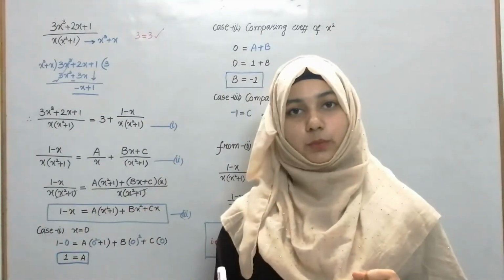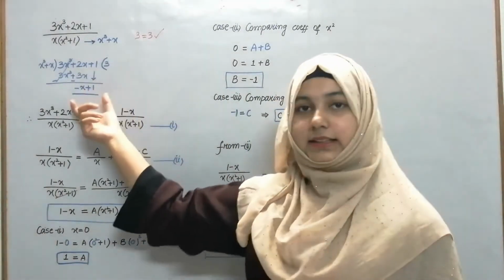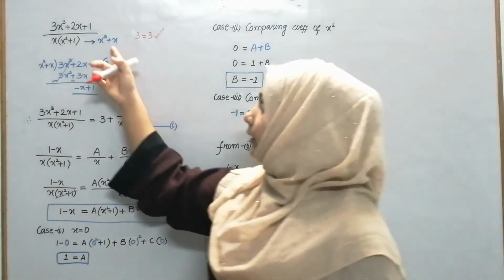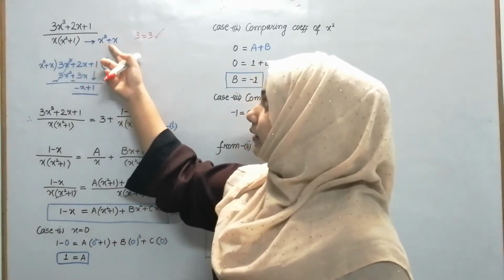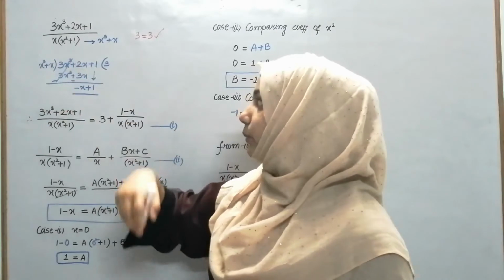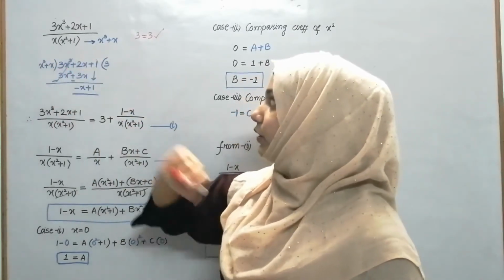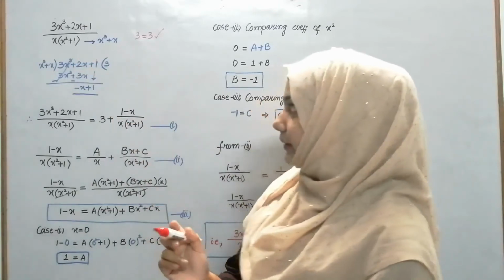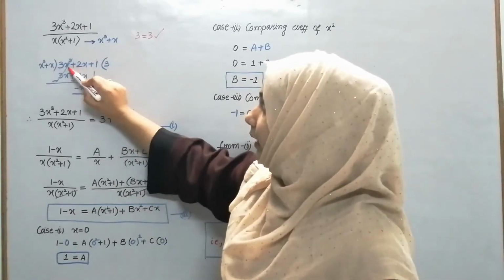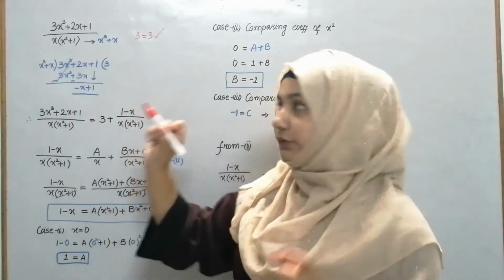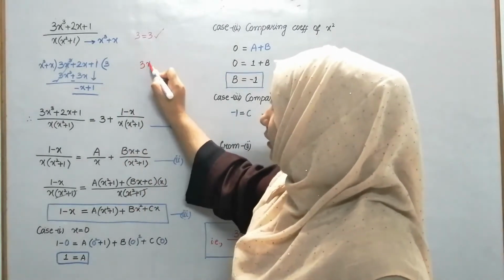So for solving an improper fraction, we need to first do the division method. Here, this is my denominator, right? The denominator is being divided into the numerator. See, x cube plus x, and this is my question. So here if you see, I have x cube. The first term, if you see, is 3x cube.